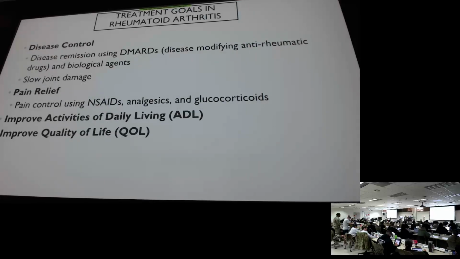What are the goals in RA? Fundamentally different, right, than OA. First, we want to worry about disease control. And the special class of meds we're going to talk about is those disease-modifying anti-rheumatic drugs. And then we'll talk about some newer stuff and some biological agents that can do that, which now we have: drugs that can slow the joint damage versus RA, treat pain and inflammation, and get them on a healthy lifestyle and exercise.